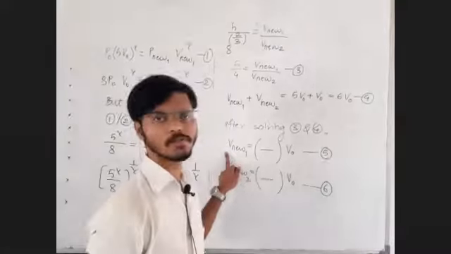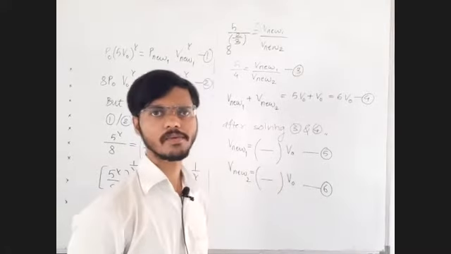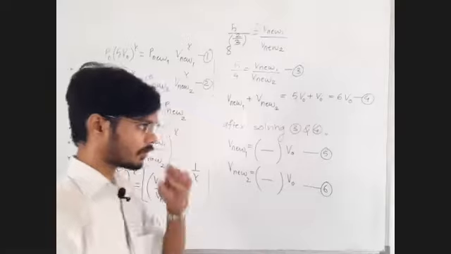What is V new 1? How many times V0? Tell me.